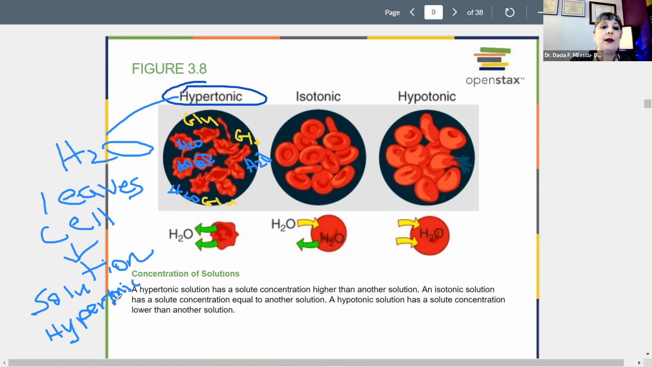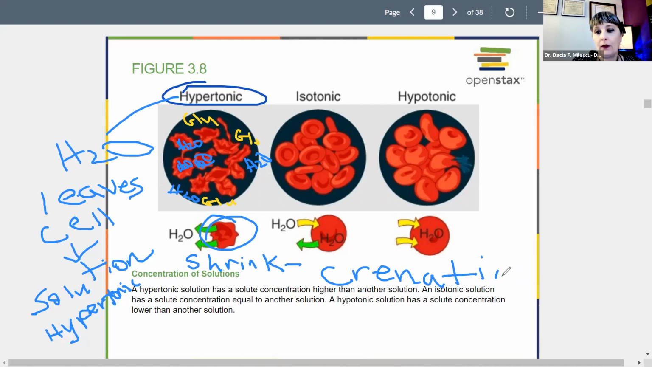So what do you think happens to the cells? The cells will shrink, and the technical term for that is called crenation. Crenation. Okay, so I hope this was super clear. And now I'm going to look at the next scenario.